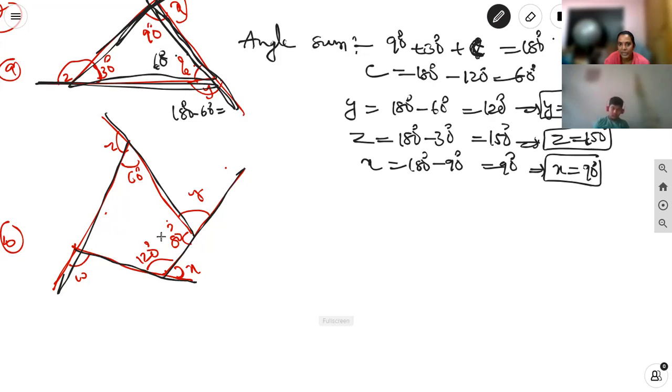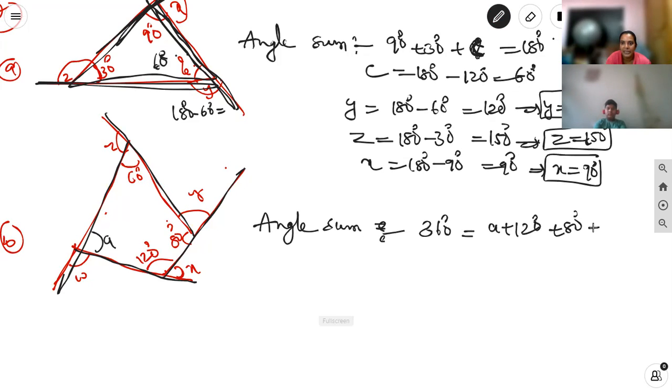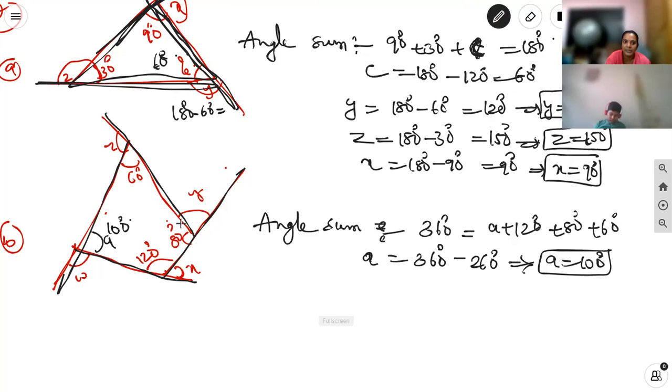And here it is a quadrilateral. By the angle sum property of a quadrilateral, the angle sum is 360 degrees. So 360 degrees equals A plus 120 plus 80 plus 60. So A equals 360 degrees minus 260 degrees, since 120 plus 80 is 200, plus 60 is 260. From this, A equals 100 degrees.